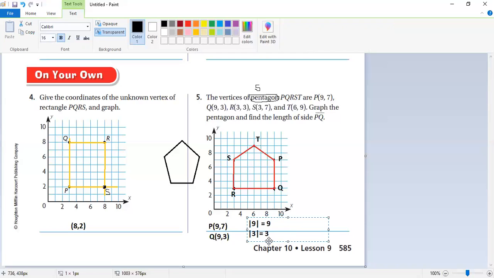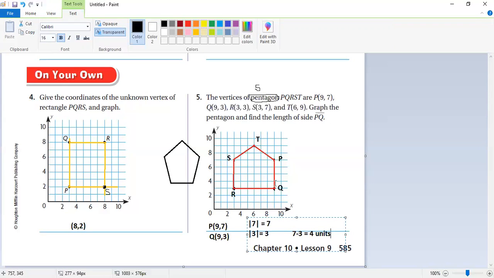Now, sorry, why did I write 9 here? It should be 7. Okay, so we are only finding the difference of the y values because the x is the same, so we are finding the difference of the y values. So absolute value of 7 is 7, absolute value of 3 is 3. Now because they both are in the same quadrant, right, we have to subtract them. So 7 minus 3 is going to give you 4 units.